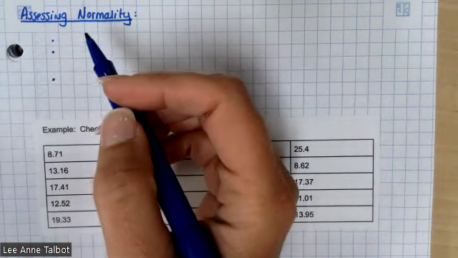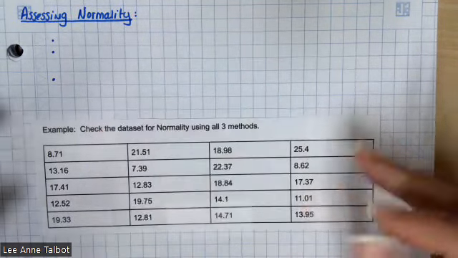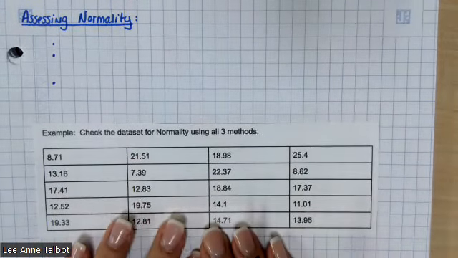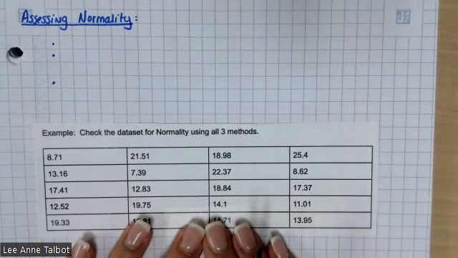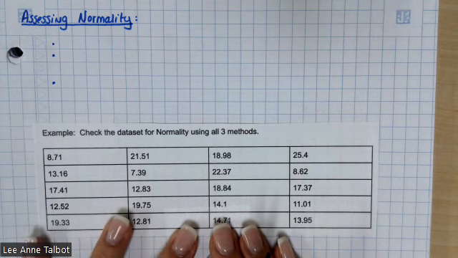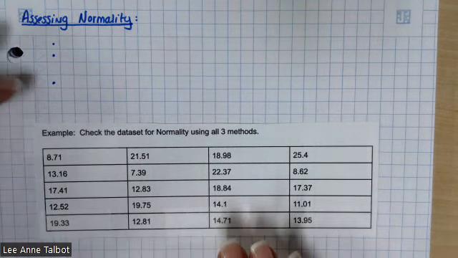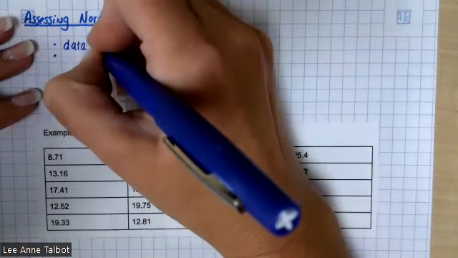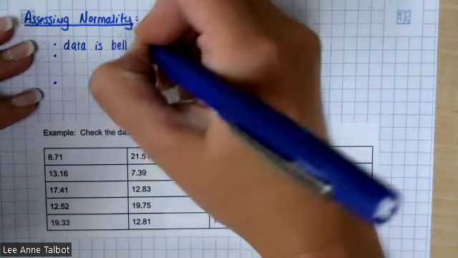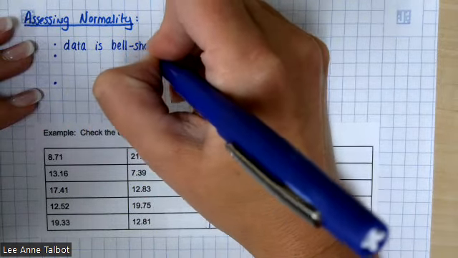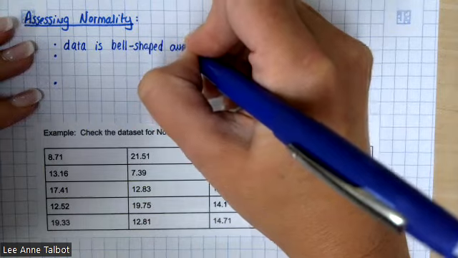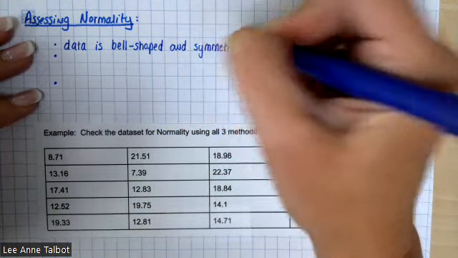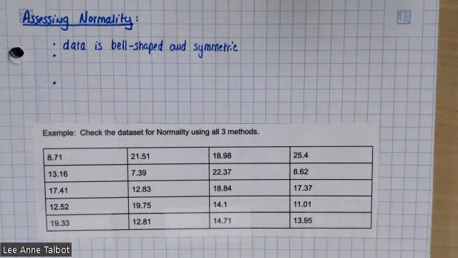The last thing in the chapter, guys, is we need to be able to take a data set, just a set of numbers, and tell if it's normal or not, so that we can use normal CDF and stuff on it. There are 3 ways to tell. First is the data is bell-shaped and symmetric.